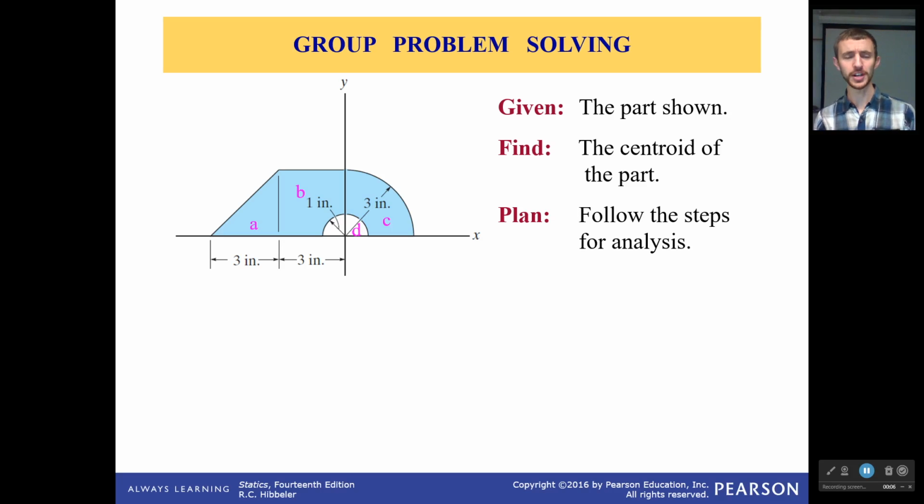So, grab a friend, grab a rubber duck, grab a teddy bear, whatever you have nearby, and work on the problem together. Hopefully it'll be helpful, if they won't.